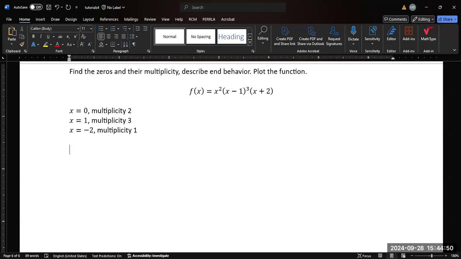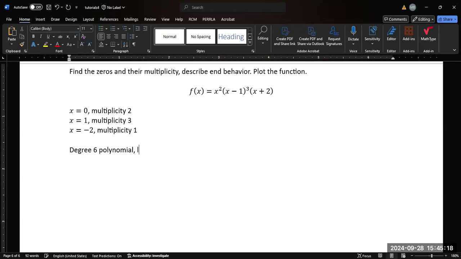Now, in order to determine the end behavior in either infinity, we need to think about the overall highest degree term in our problem. So just count up the powers of x, basically. So here's 2 powers of x. This one's going to be 3 powers of x, so now we're up to 5. This is 1 more power of x, so that's 6 degrees of x. So this is a degree 6 polynomial.